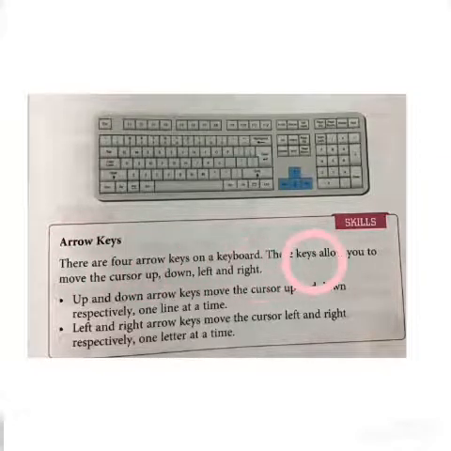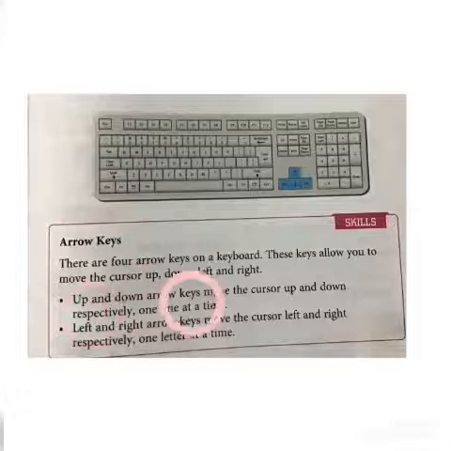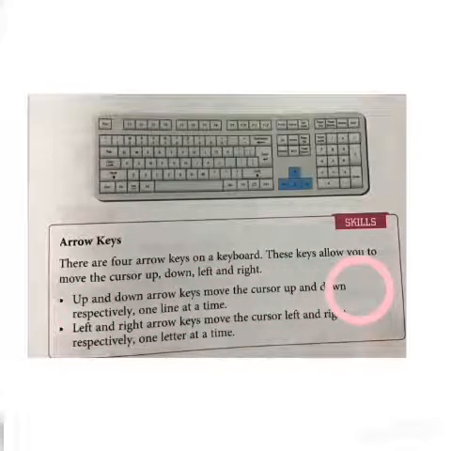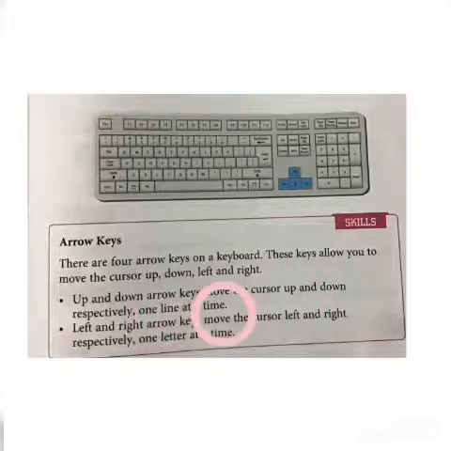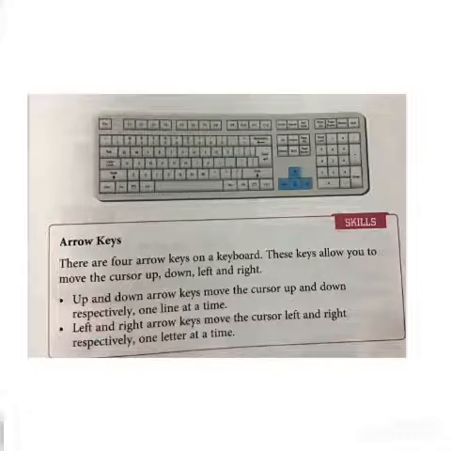These keys allow you to move the cursor up, down, left and right. The up and down arrow keys move the cursor up and down respectively, one line at a time. Also, the left and right arrow keys move the cursor left and right respectively, one letter at a time.